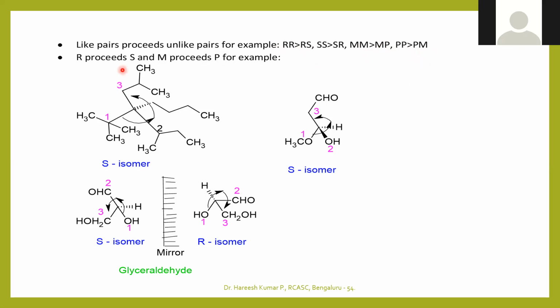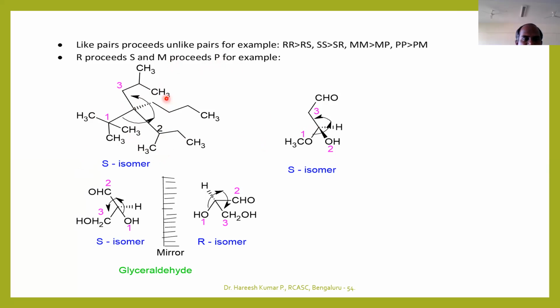Okay, so between R and S, R precedes S. That means R takes priority compared to the S. Similarly, M precedes P. M takes priority compared to the P. See, for example, here you can observe a few examples assigned for the R and S configuration.